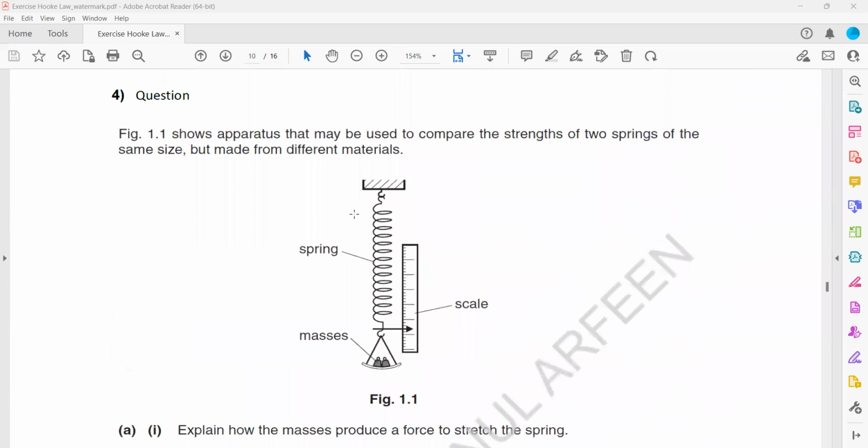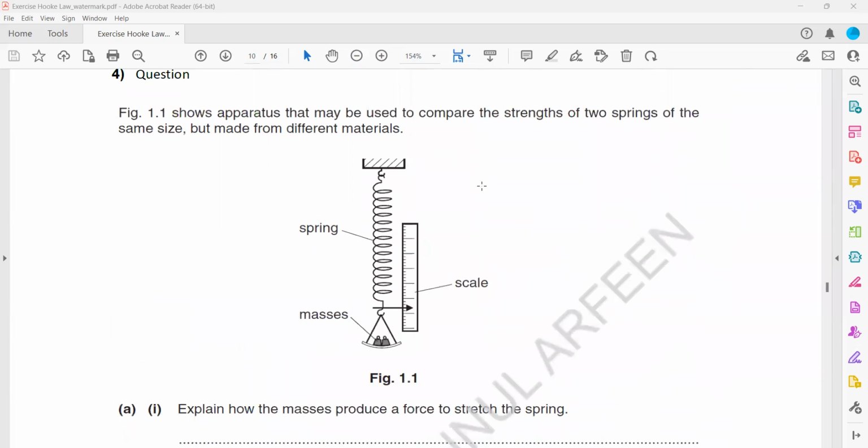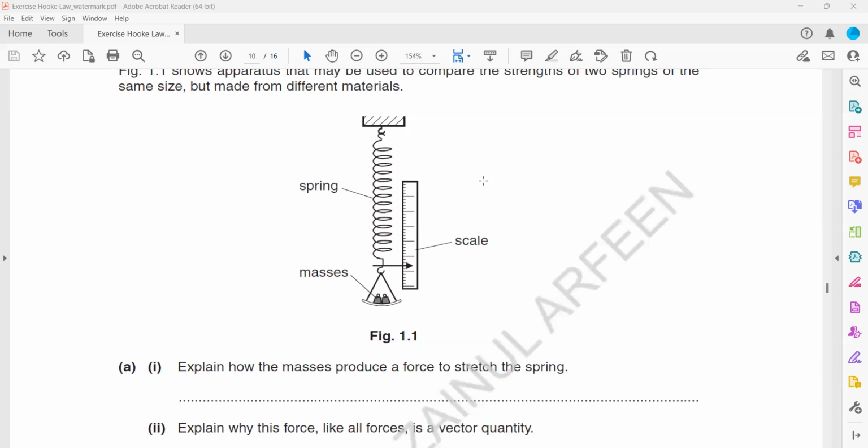In question 4, figure 1.1 shows an apparatus that may be used to compare the strength of the two springs. How do the masses produce a force to stretch the spring? Masses are acted on by the force of gravity, so the masses will have weight. The weight of the masses will cause an extension to the spring.